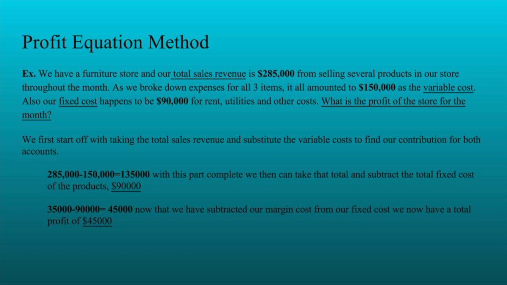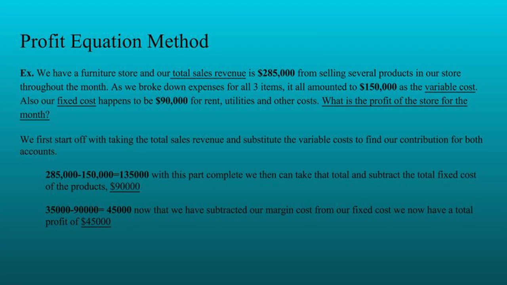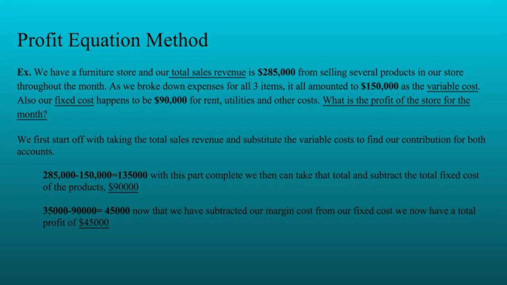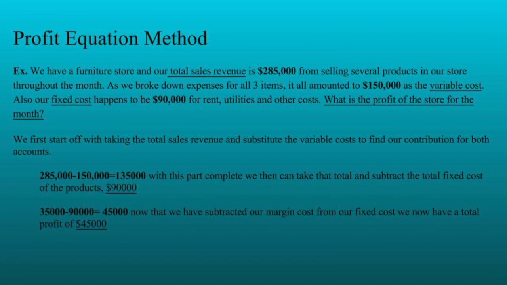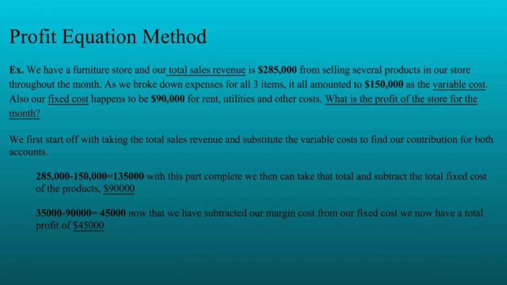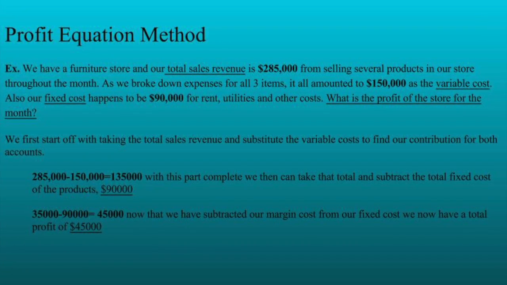For this example, we have a furniture store and our total sales revenue is $285,000 from selling several products in our store throughout the month. As we broke down expenses for all three items, the variable costs amounted to $150,000. Also, our fixed cost happens to be $90,000 for rent, utilities, and other costs. What is the profit for the store for the month?